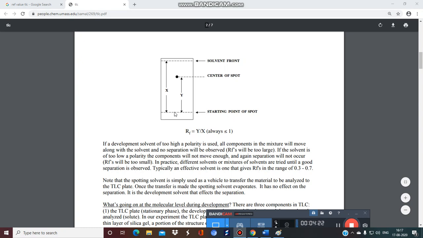Here is the starting point and here is the solvent front, where the actual movement of the mobile phase takes place. Suppose X is the solvent front, whereas Y is the distance traveled by the spot. So the RF value is simply Y upon X. Y is the distance traveled by the spot divided by the distance traveled by the solvent front, that is X, and it should always be less than 1. Remember this thing.